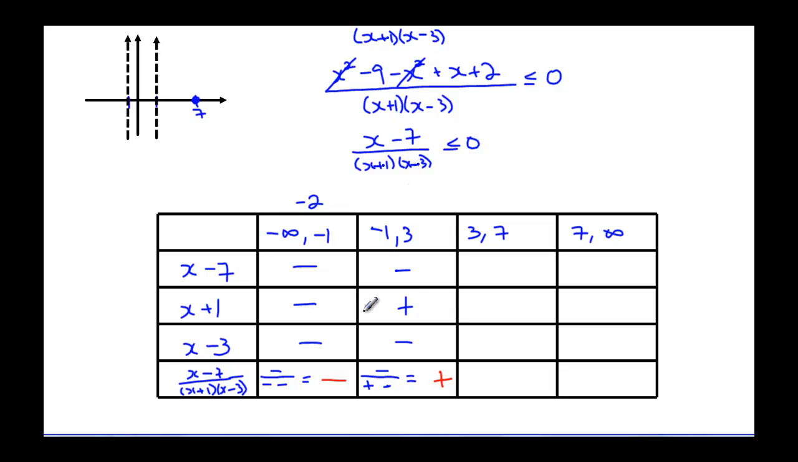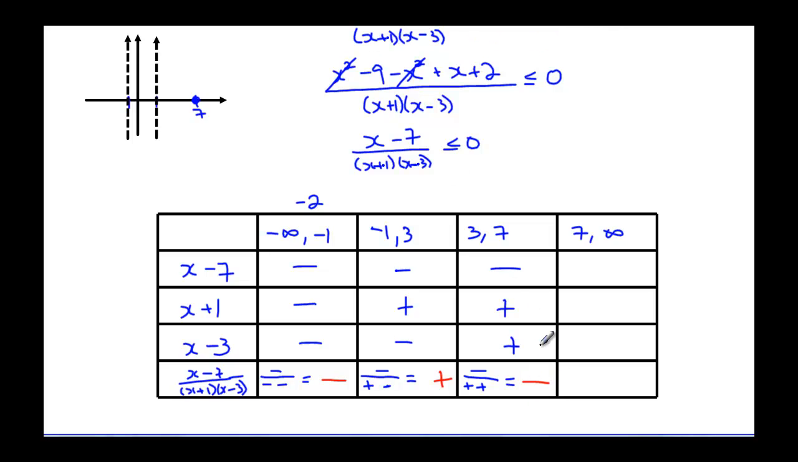So in that section, it doesn't interest me, it doesn't satisfy this because this is where it's above the x-axis and I'm looking for where it's below the x-axis. Okay, now here, 3 to 7, nice number there's 4. If I plug in 4 here, I'm going to get a negative. If I plug in 4 here, I'm going to get a positive. If I plug in 4 here, I'm going to get a positive. So I end up with a negative over a positive times a positive, which is positive. So negative over positive is going to give me a negative.